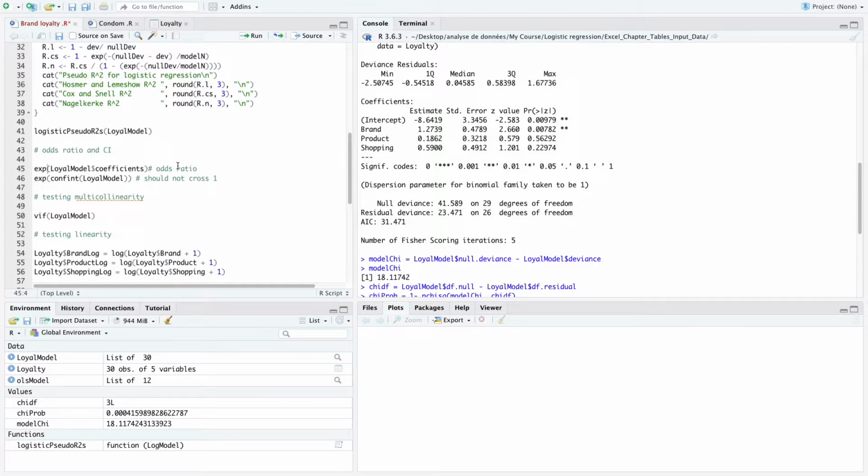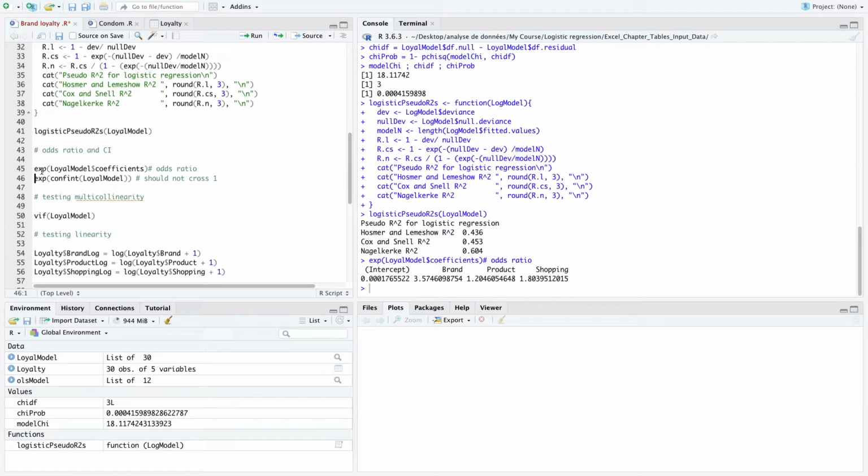And if you find that the confidence interval has ones, like we will find in these two, that means that they are not significant, because contrary to ordinary least squares, where normally we should not find zeros, here we would not find one, since this is the difference between a positive and a negative value with exponential. So we calculate the exponential like this.